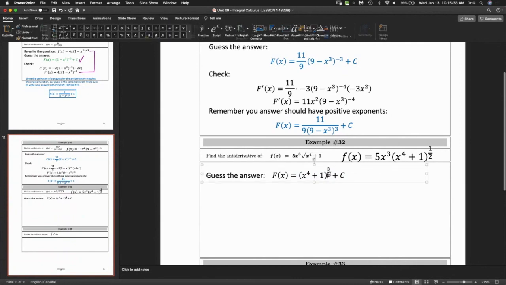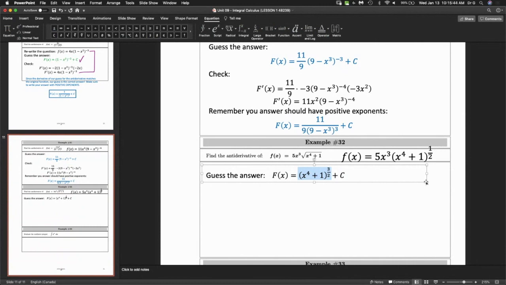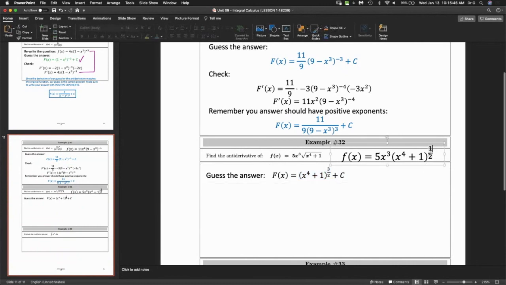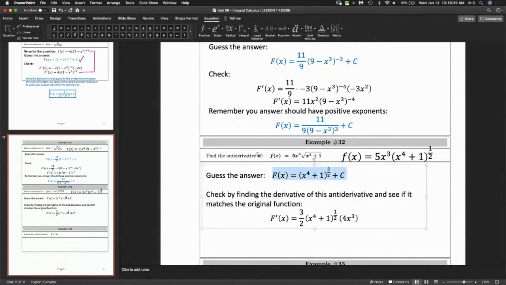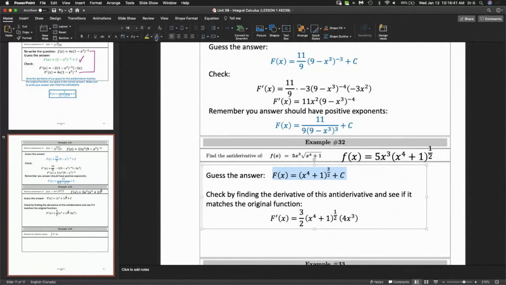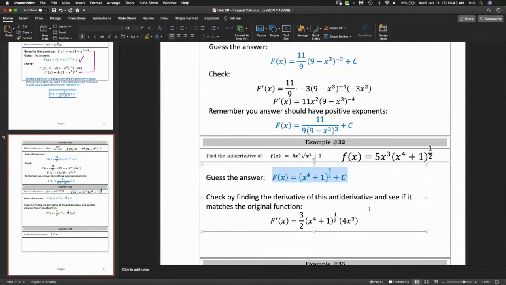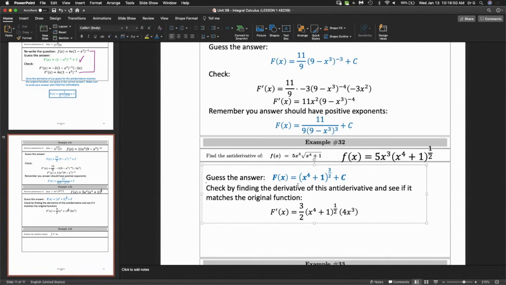Where did I get 3/2 from? I added 1. So I took 1/2 plus 1. I took 1/2 and I added 1 and I got 3/2. So remember, this thing here that I'm highlighting in blue is the answer. But let's see if that answer is the proposed answer. Let's see if that answer is indeed the correct antiderivative, or do we need to do some adjusting?